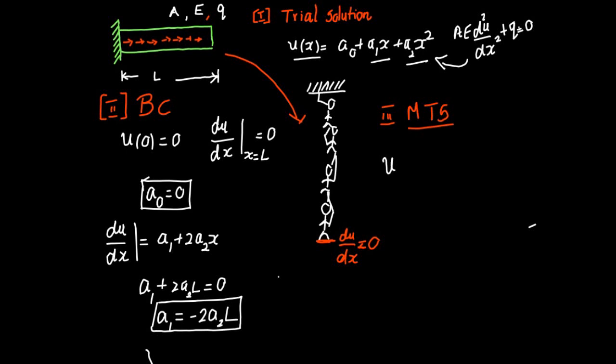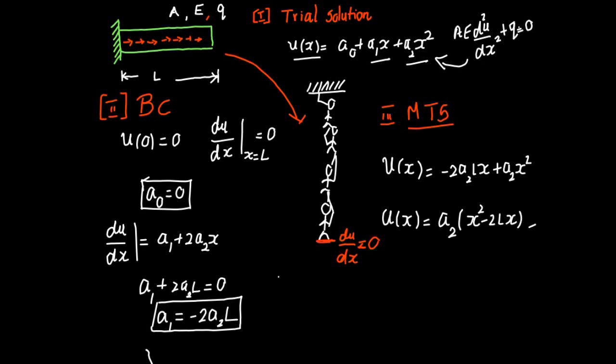U of x is equal to a naught, which is 0, a1 is minus 2a2L into x plus a2 x square. All right. So u of x is equal to, you take the value of a2, it's common outside, and you will be getting x square minus 2Lx. So this is the modified trial solution. So let me put a box there. So this is the modified trial solution. I can call this the star equation.